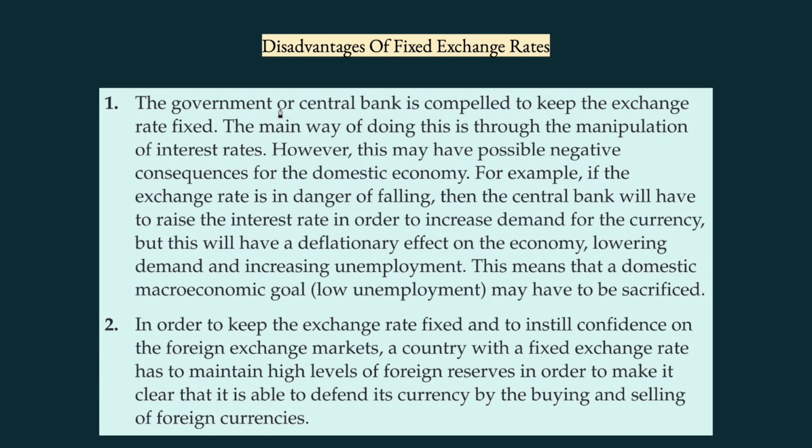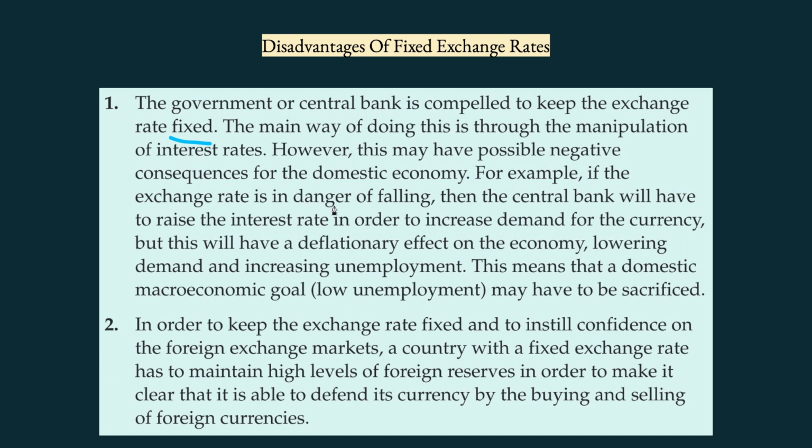Number one, the government or central bank, the two stakeholders who control the fixed exchange rate fluctuations, are compelled to keep the exchange rates fixed. Obviously, that's the whole point. They want to keep it fixed and pegged in place. The main way of doing this is through the manipulation of interest rates, as we saw before. However, this has the possible negative consequences for the domestic economy.